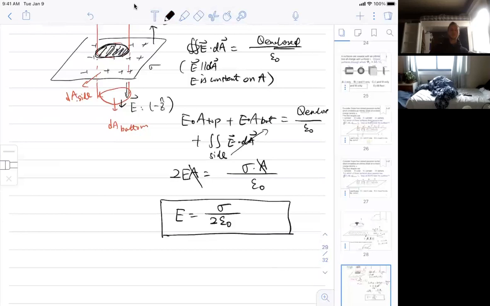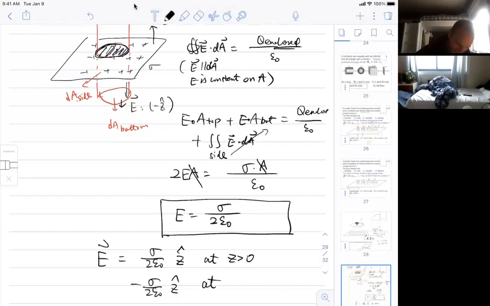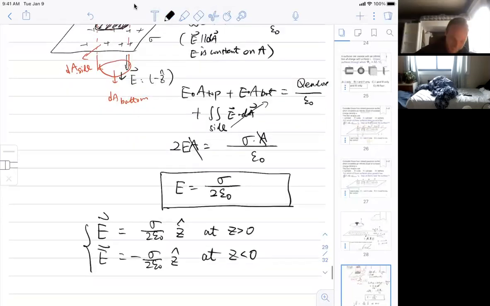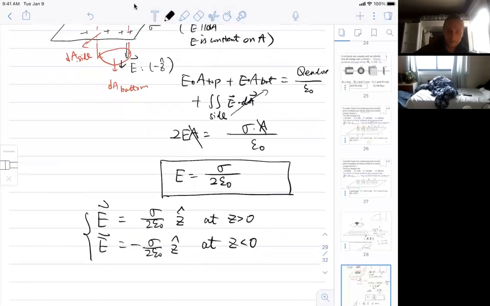So E will be this. And again, let's put in directions. E is sigma over 2 epsilon naught Z hat above the sheet, but below it is actually pointing in the negative direction, so Z less than 0. So that would be your complete solution. Okay, so that's Gauss's law application for an infinite sheet.